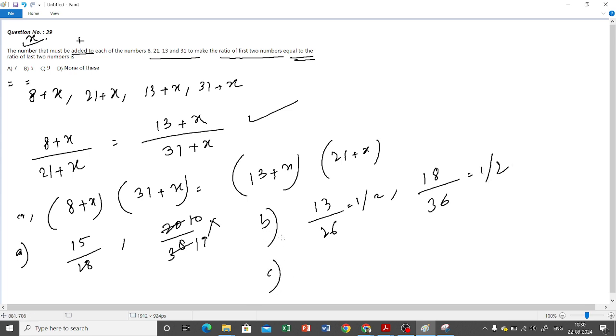Let's see 9. 9 is going to be 17 divided by 30, and the second one is going to be 22 divided by 40, so 2 11s are 22, 2 20s are 40. Okay, not satisfied, so this is the one which is satisfied, so B is the right answer.